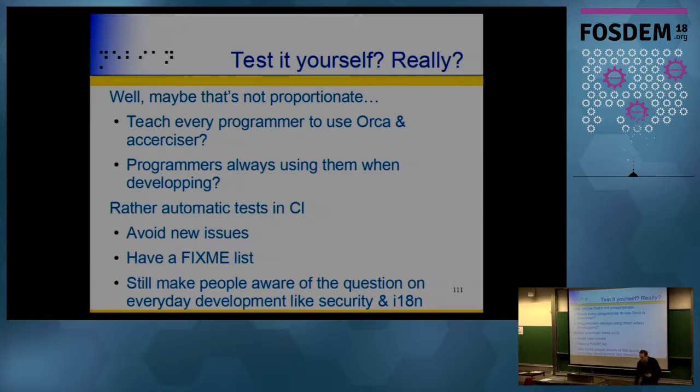So trying to use automatic tests in continuous integration. And that's what we propose as a first step now, to try to avoid some classes of new issues and still have a fix-me list to fix the previous ones. The idea is that way we can make people aware of the question with easy enough to fix issues. And then, okay, they take that into account, and then maybe later on we can expand the kind of things we want people to keep in mind all the time when they are developing.